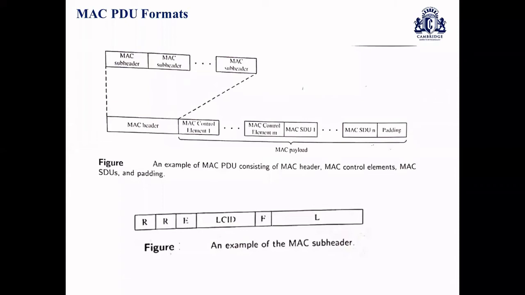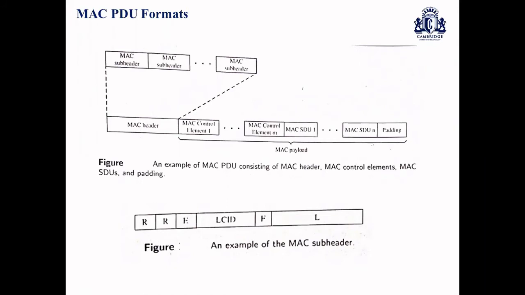When it comes to MAC PDU formats, the layer receives data from RLC as MAC SDUs and passes the MAC SDUs, which are nothing but MAC PDUs, to the physical layer for implementation. So here the MAC PDU has two parts, the MAC header as well as the MAC payload.